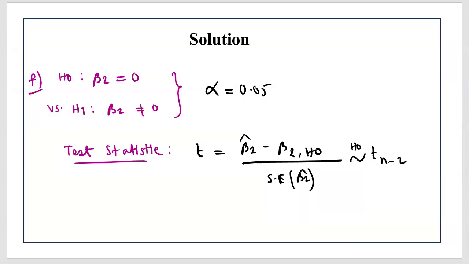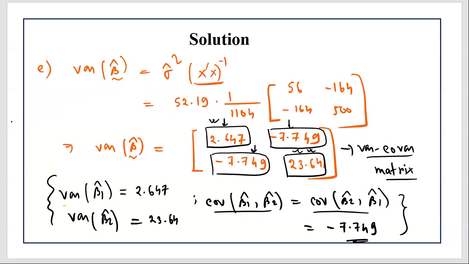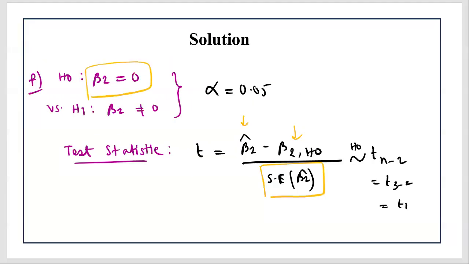N is 3 here, so 3 minus 2 implies T1, basically T with 1 degree of freedom. T distribution with 1 degree of freedom. Now you have got all these values. We have already calculated what will be beta 2 cap OLS, which is the first part of this question. We know what is beta 2 under H naught, which is simply 0. And we have just calculated the standard error of beta 2 cap, means the square root of this variance of beta 2 cap, right? If you know the variance, you just take the square root and you will get the standard errors.